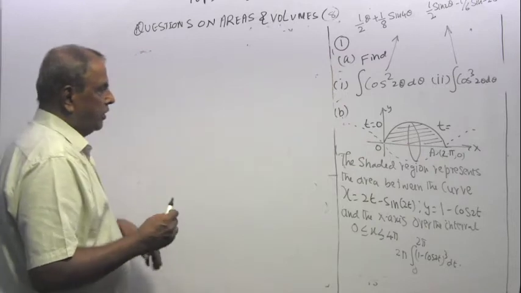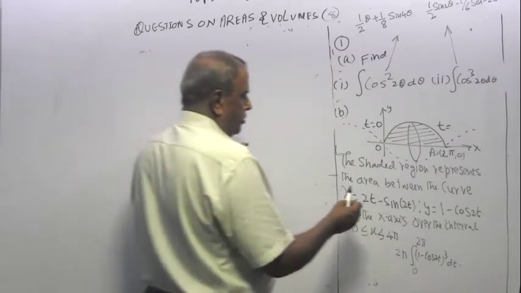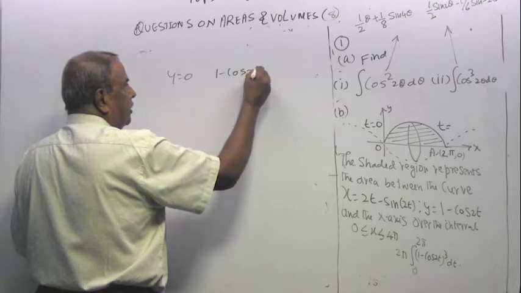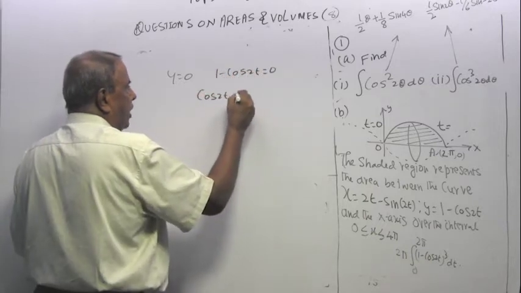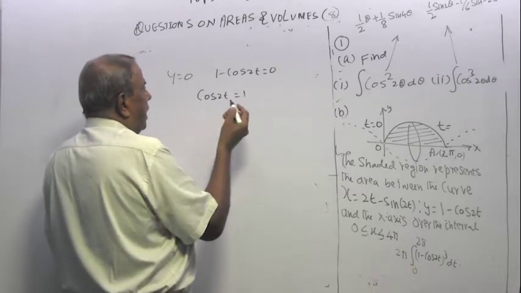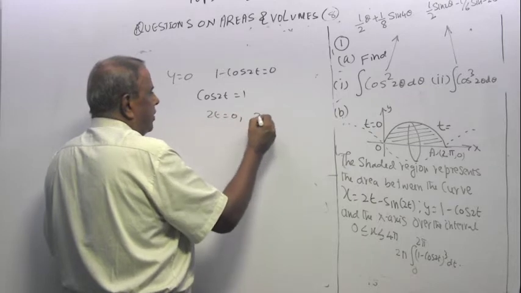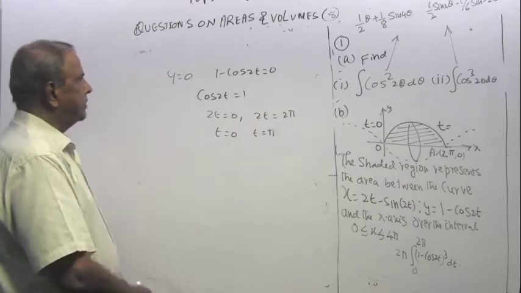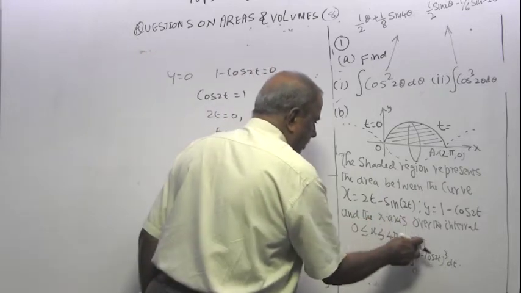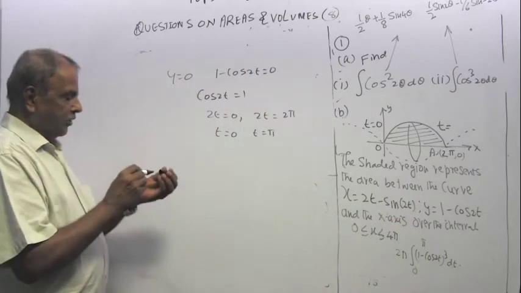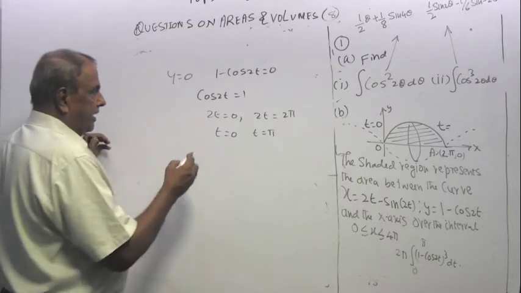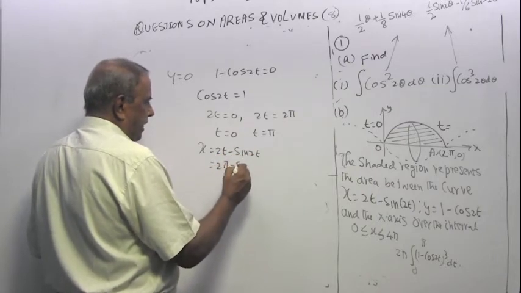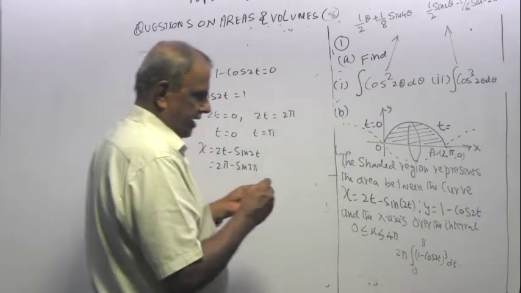So therefore, look, y is 0. I get 1 minus cos 2t is 0. So cos 2t is 1. So therefore, 2t equal to 0, 2t equal to 2 pi. So t equal to 0, t equal to pi. Correct? So I think I copied the question wrong. I made up this question, 0 to pi. So therefore, x will be 2t minus sine 2t. So that is 2 pi minus sine 2 pi, which is 2 pi. So I got the answer correct.